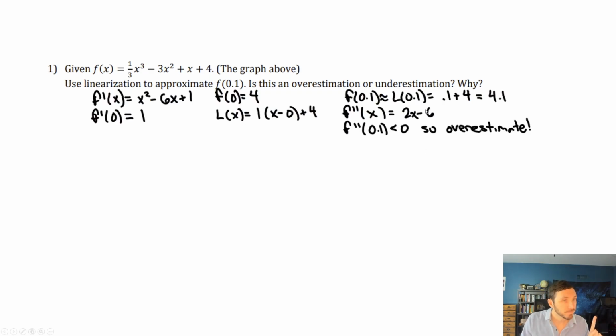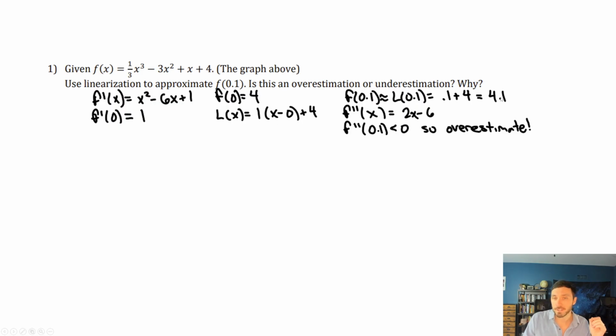3, 2, 1. So I went ahead, I found the tangent line. I found it to be 1 times x minus 0 and then plus 4. I just did the first derivative, plugged in 0, and then plugged in 0 into the original function, and then I saw this is my function. Okay, so I would say that f of 0.1 is approximately equal to L of 0.1, which if I were to plug in 0.1 here, that would just be 4.1.